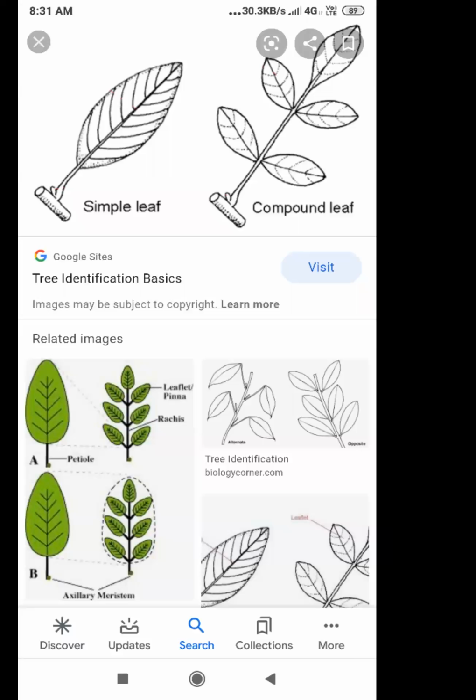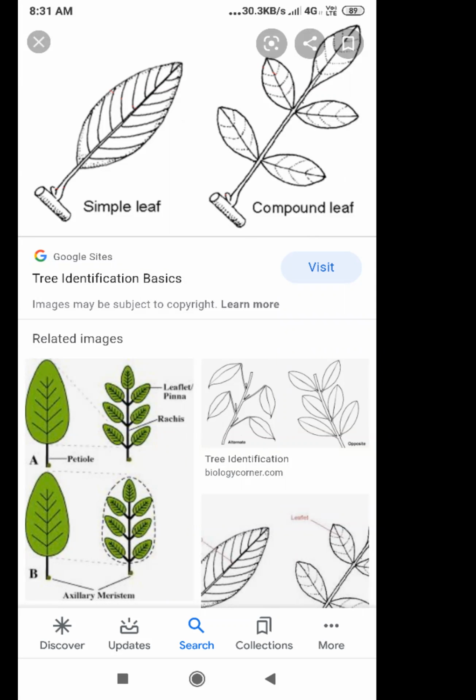We have two kinds of leaves, simple leaf and compound leaf. Simple leaf means it has a single leaf blade at a node. Here the midrib is not divided, it is undivided. That is called a simple leaf.